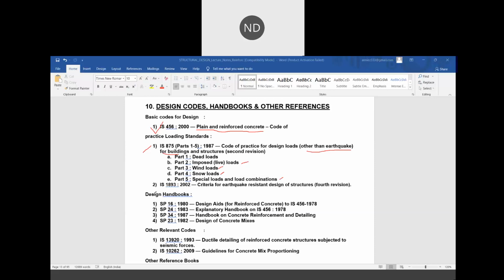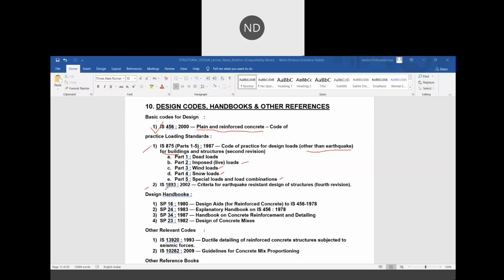Now the next IS code. You will obviously be using these, and if you are preparing for competitive exams also, these are important: which IS code is for what. Suppose for earthquake design, where we have to discuss dead load and live load, which IS code will we prefer? We are going to prefer IS 875 part 1 to 5, 1987.